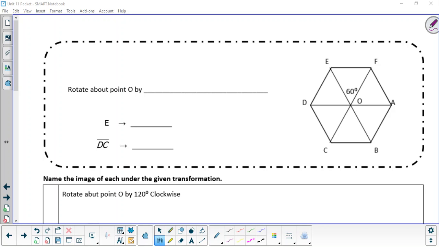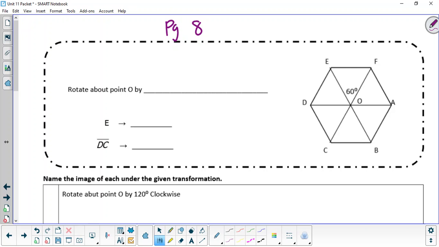Okay, day 2 of Unit 11 starts on page 8. Page 8 of your packet. So you can always pause the video if it goes too fast. But page 8, we dive a little bit deeper into rotational symmetry.